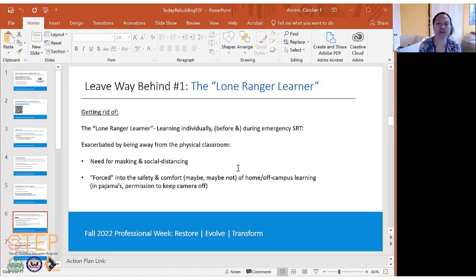So the first thing to leave way behind, according to the authors, is the Lone Ranger learner. Now, the Lone Ranger, that's a reference to an American icon, and the Western that was on TV in the 1950s of this lone cowboy who went around righting wrongs. And he had his partner being a Native American, so the two of them went around. It's kind of like a Robin Hood kind of situation. So the Lone Ranger, what they mean here, of course, if you understand that cultural reference, is of the learner who just fully learns individually on their own.